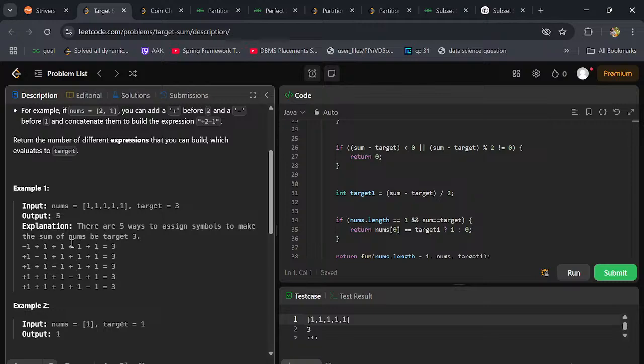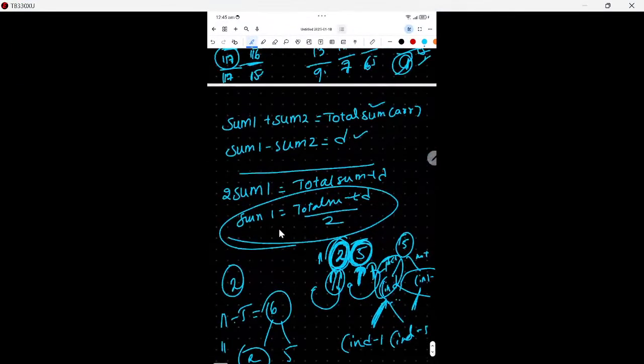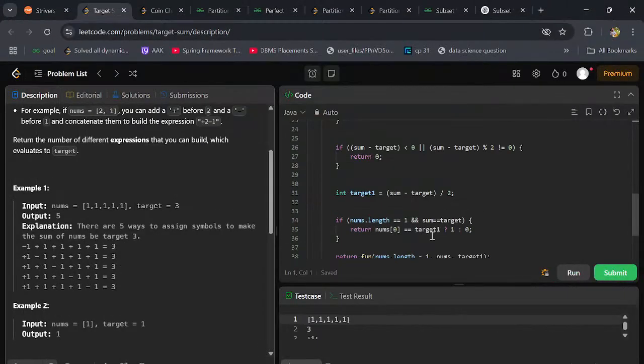Here also, the difference between the two subset sums can be 3 or not. Sum 1 minus sum 2 is 3. How many subsets are possible? That's it. So we defined our formula, right? So the formula here is this one, and this one can do the job, right?